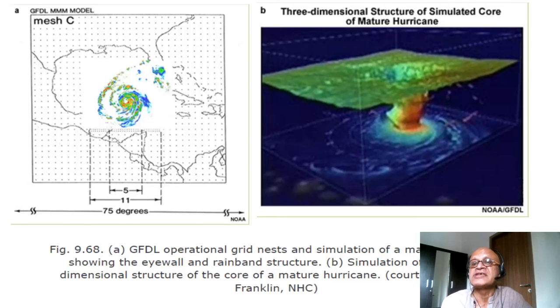You can find some really nice animations as well at GFDL's website, which provides amazing animations of the actual simulation. So this is the three-dimensional structure of the simulated core of a mature hurricane.